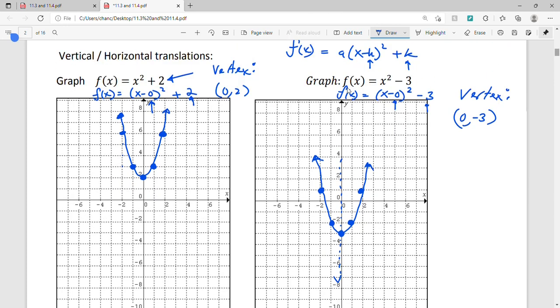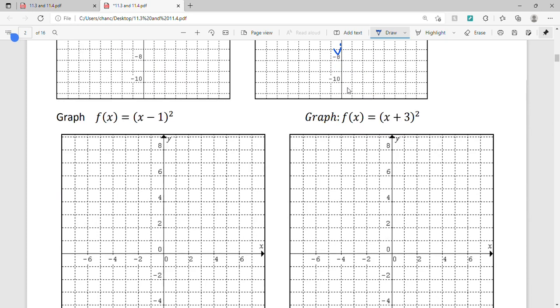So the k controls the vertical translation. Let's look at the next graph. Here we don't really have a k, but it is there. It's an invisible 0. So this means our vertex is the point 1 comma 0. It is a positive 1.